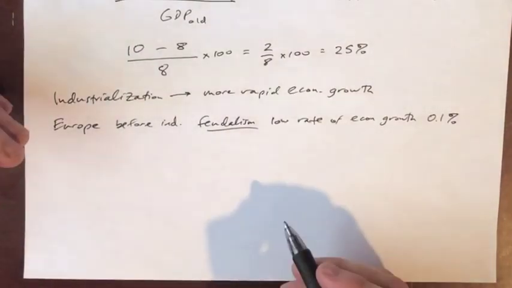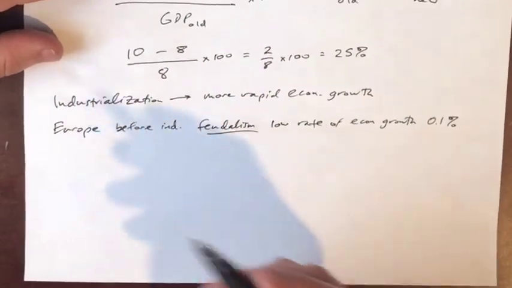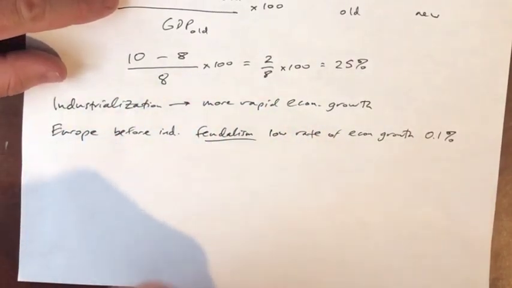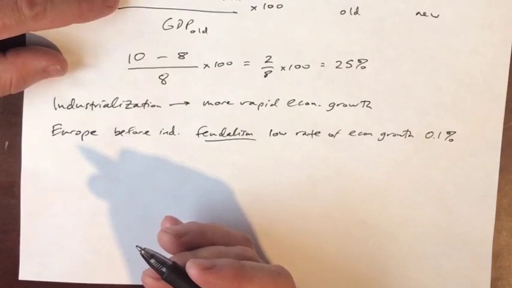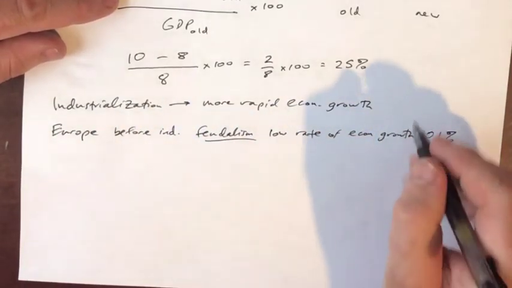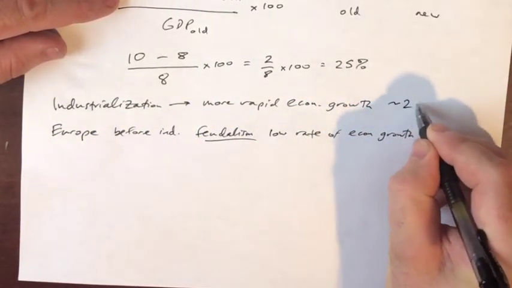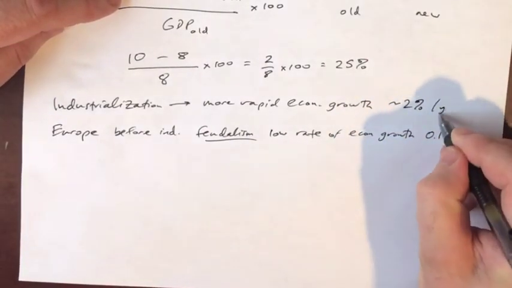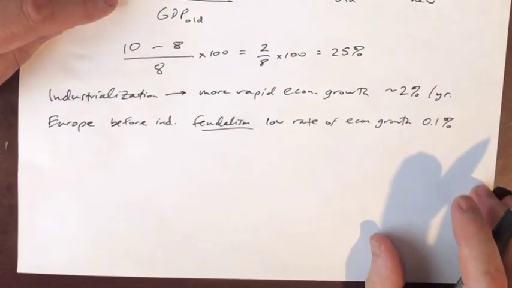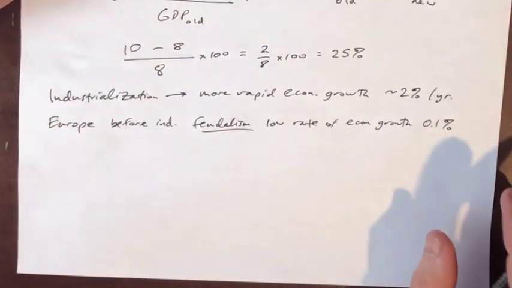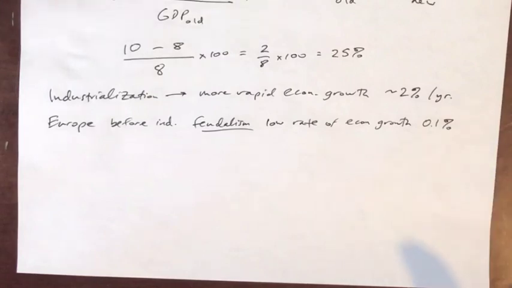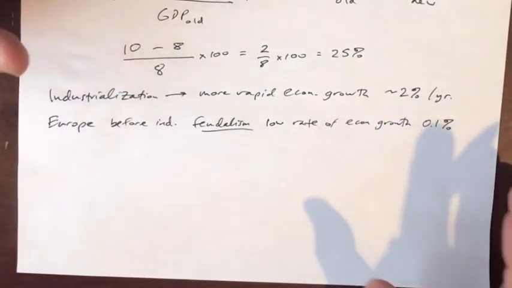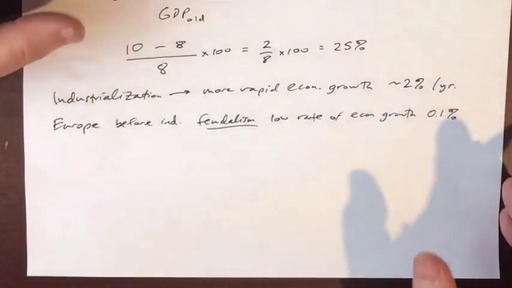Versus after industrialization, if we look at the countries that have industrialized, in contrast, their rate of economic growth on average is about 2% per year. Now, both of these figures sound very small, right? 2%, 0.1%, these are small figures. We need some way of helping us to understand this.